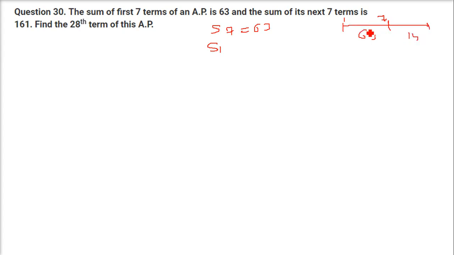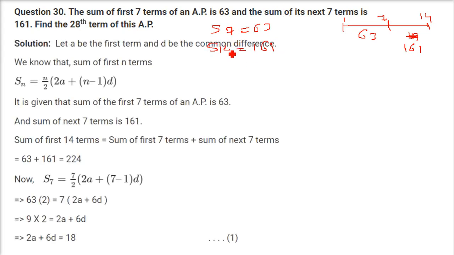Means 1, 2, 3, 4, 5, 6, 7 terms. Then 8, 9, 10, 11, 12, 13, 14. 7 to 14, right? This is given as 161. So S7 is 63, and this next sum from 8 to 14 is 161. I cannot write it as S14. The sum of the next 7 terms is 161.